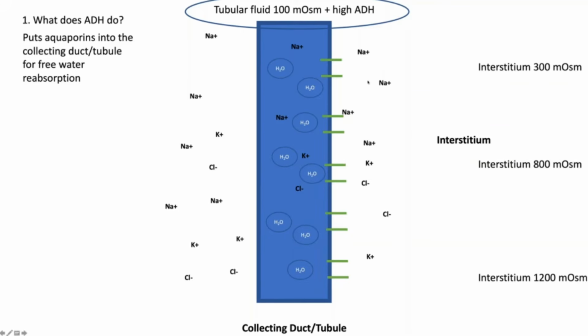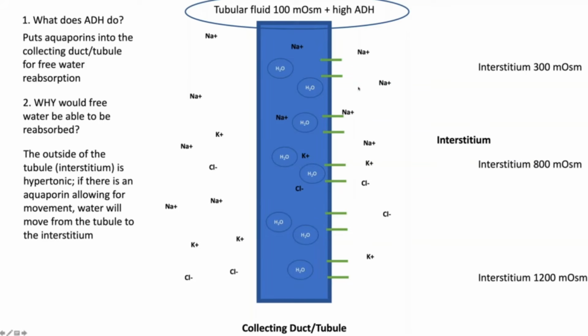It's moving down its concentration gradient. There's less water, so it's not active. You're not using ATP, you're just using the gradient. Perfect. Exactly. So the interstitium is hyperosmolar relative to the tubular fluid, so water is going to move out because there is a concentration difference between the two.